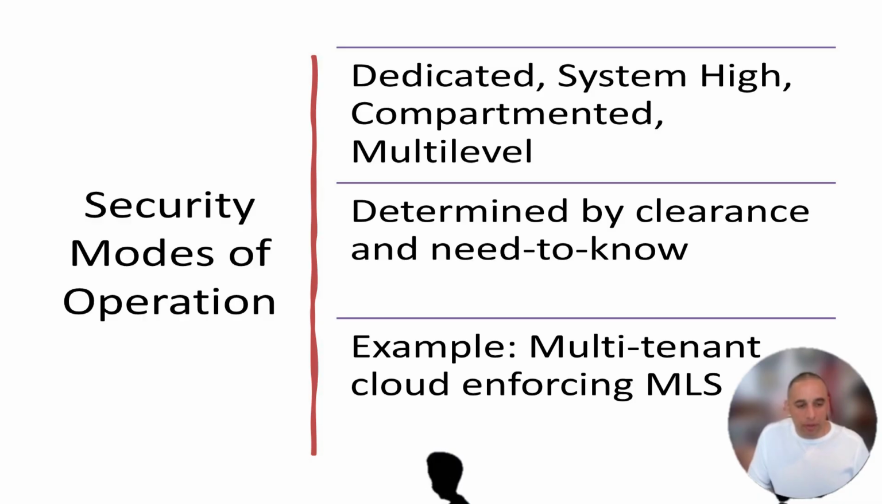Access is further restricted by dividing information into compartments. Users need both the appropriate clearance and specific compartment authorization. Users with different clearance levels and need to know can access the system simultaneously. The system must enforce strict controls to prevent unauthorized access or information leakage between levels.